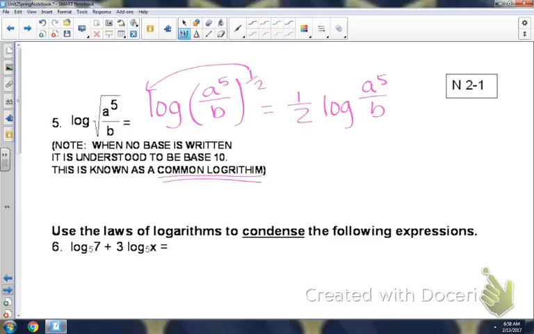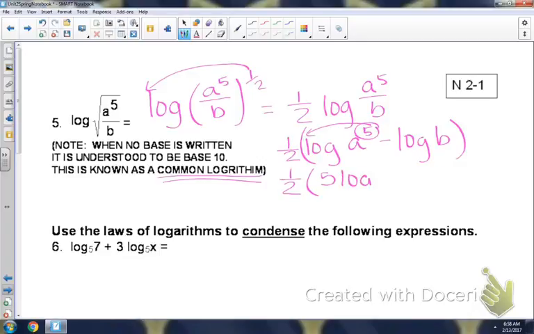Alright, so now notice that I have log of a to the 5th over b. I'm dividing those, so I need to break that up by subtracting or expanding it. So 1/2 log of a to the 5th minus, I'm still taking that 1/2. So actually I'm going to go ahead and put parentheses around that. And then log of b. And then one more step, we'll move that in front. So 1/2, we have 5 log of a minus log of b.